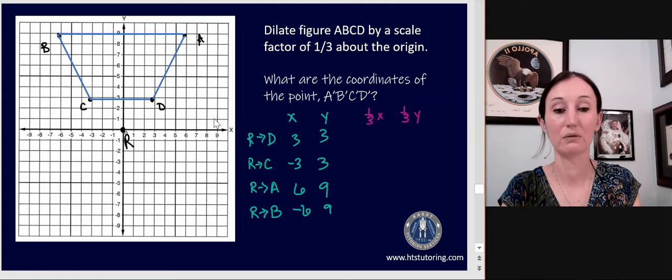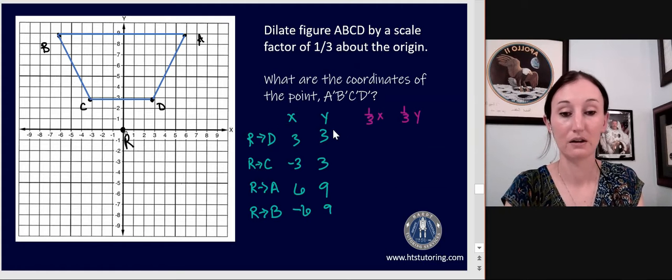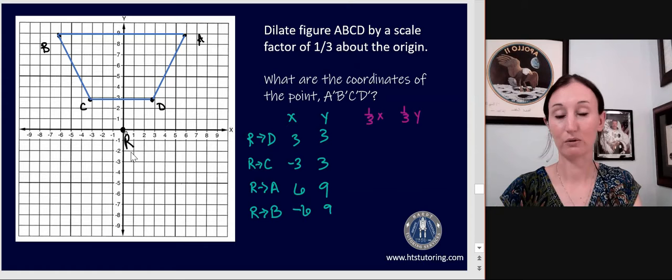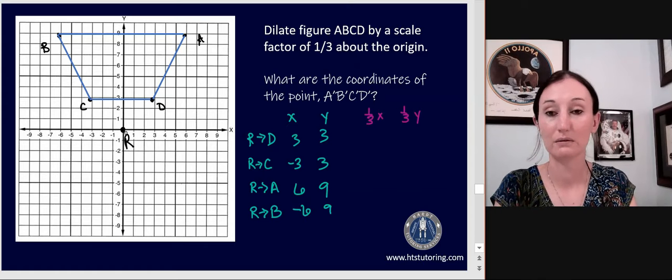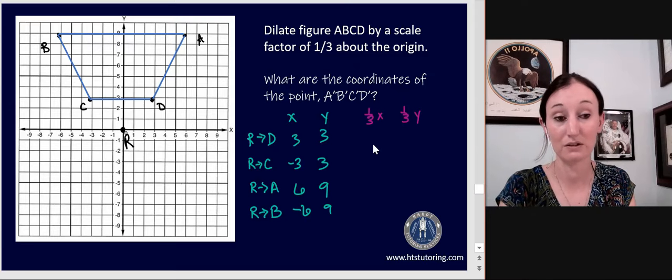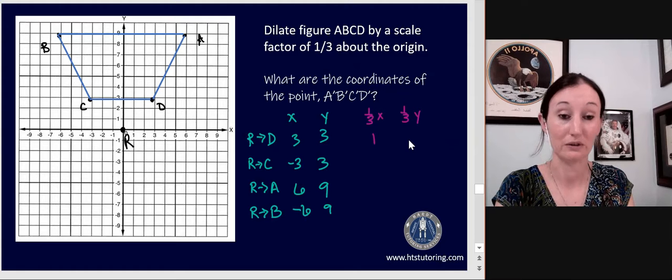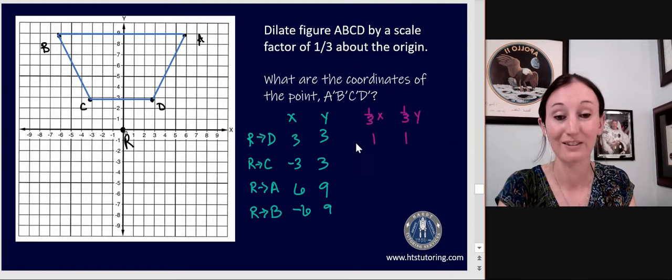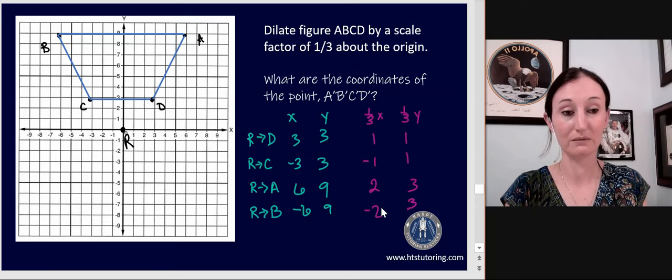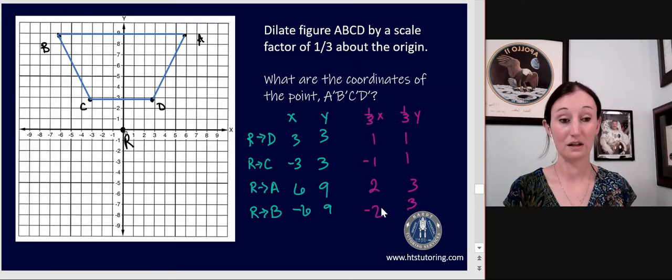Okay, so there's all our original distances from our reference point. So now we're going to scale those. We're just going to multiply each of these by our scale factor. So we're going to have 1/3 times 3 is 1. 1/3 times 3 is 1. 1/3 times negative 3 is negative 1. 1. I'm just going to do it for all the rest of them. 2, 3, negative 2, 3. All right? So those are our scaled distances now.